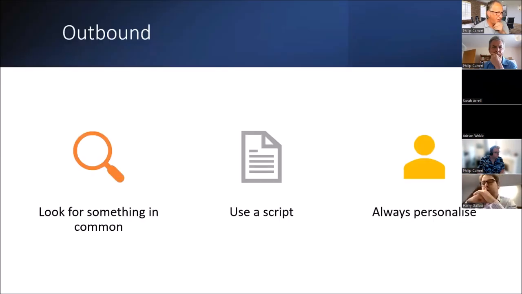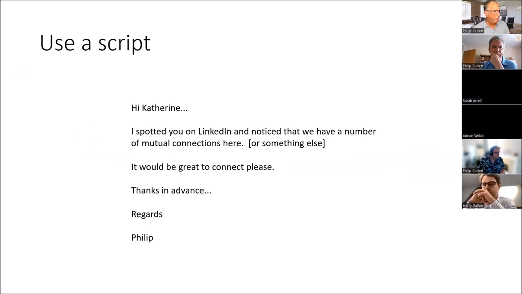Okay, so look for something in common, use a script, and always personalize it. So let's say you've spotted an accountant you want to work with, or you spotted your dream client on LinkedIn, send them this. Use their name, use the ellipsis, use "I spotted you on LinkedIn." That suggests to them that they did something that you noticed. And notice that we've got a number of mutual connections, or find what you've got in common. It'd be great to connect. Thanks in advance, with the ellipsis, and then your name again. Again, this looks really underwhelming. It works. Okay. Don't try to reinvent the wheel with something that actually works.